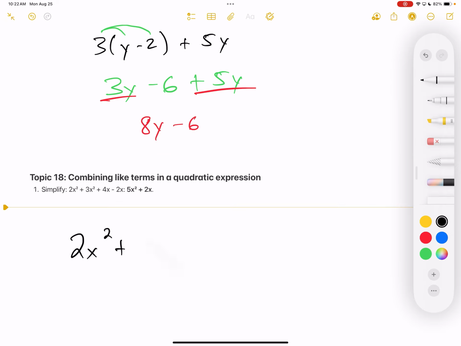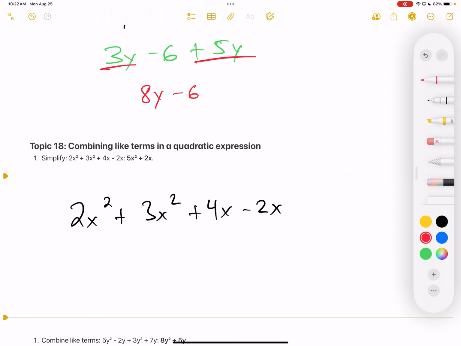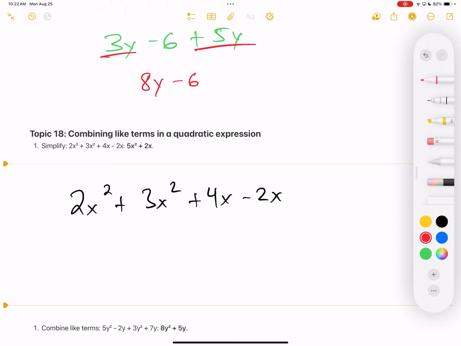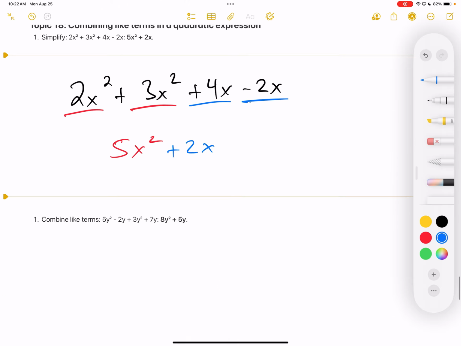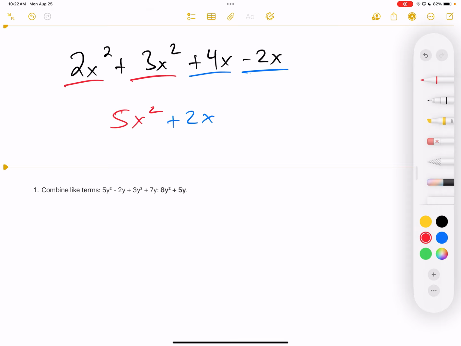Oh, we got some other stuff adding in here. Okay, on this one, you cannot put an x squared and an x together, but you can put 2 x squareds together. So I have 2x squared plus 3x squared would be 5x squared. And then 4x minus 2x would be positive 2x. So you can only combine it if everything after the coefficient, the number in front, is the same. You can add it together.